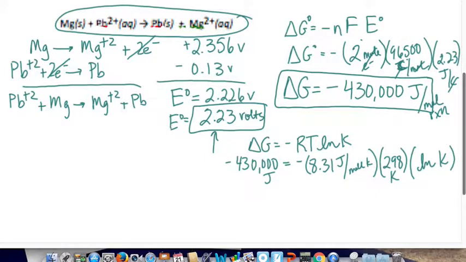So let's crunch some numbers. We're going to look for, are we going to get a K greater than 1 or less than 1 based on the spontaneity? Greater than 1. A negative delta G and a positive E means it's spontaneous in the forward direction, which means K has to be greater than 1.